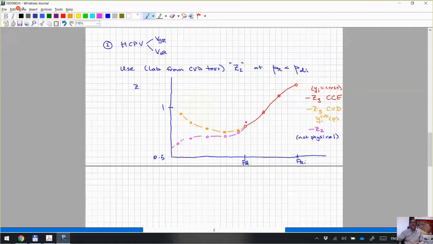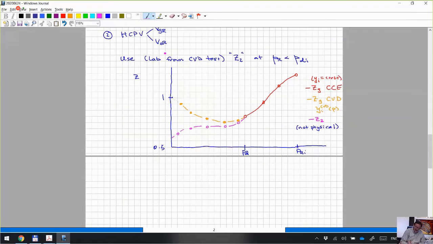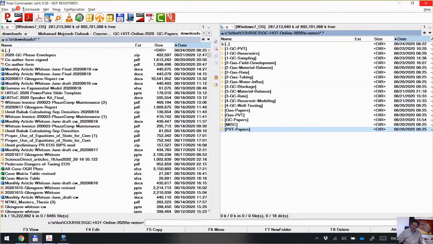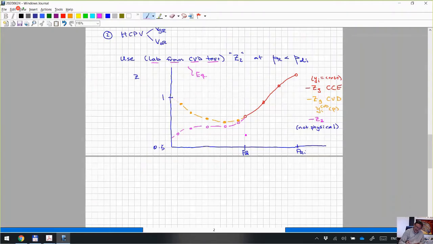But if we have regular CVD data and they don't report the two-phase Z factor, can we calculate that? Yeah. It's from the CVD test. If they don't happen to give it to you, then you'll find in the monograph, equation 6.38 in chapter 6, it gives you the equation.